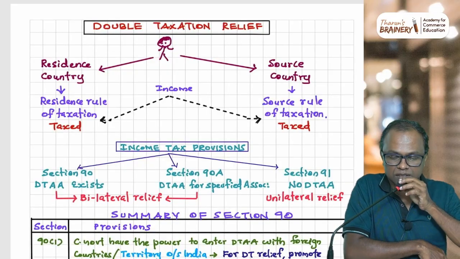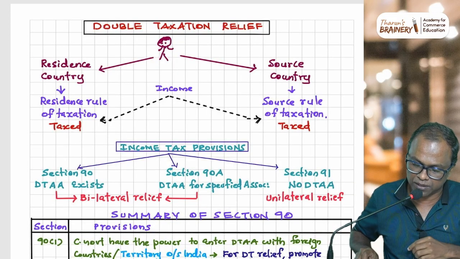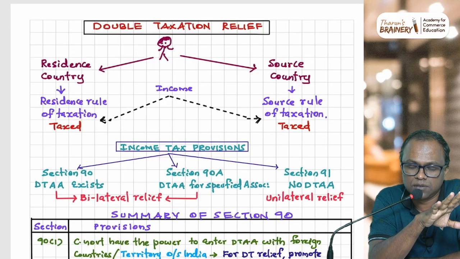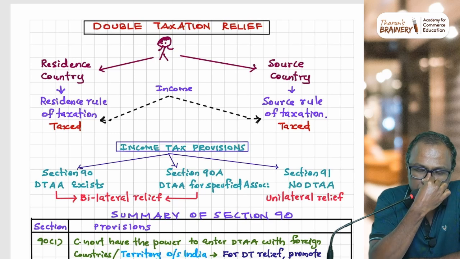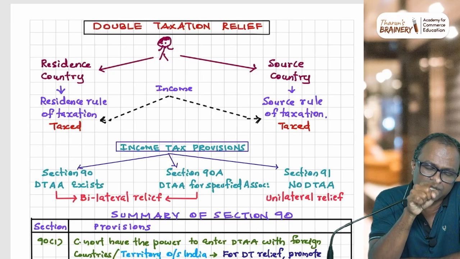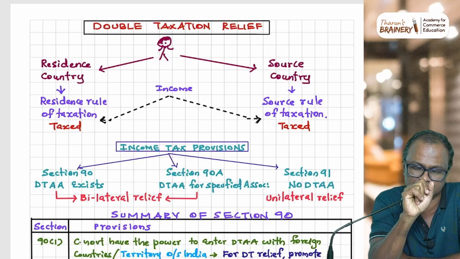So how does double taxation arise? Basically, to tax an income, there are two basic rules followed all over the world. Every country is following these two rules. One is the residence rule and another one is the source rule. Residence rule means it is immaterial from which country you earned the income. It is immaterial from where the source of income is coming. It is material in which country you are resident. So the residence country has the right to tax all income earned by that person, irrespective of the country of source. That is known as the residence rule of taxation.